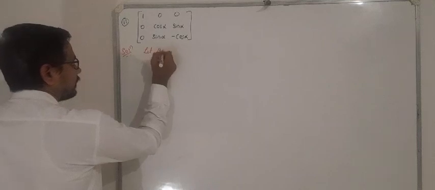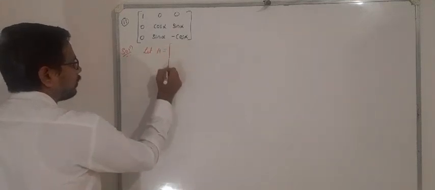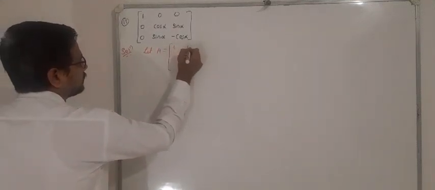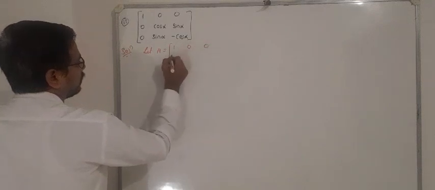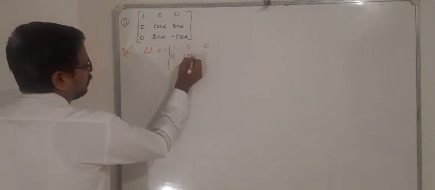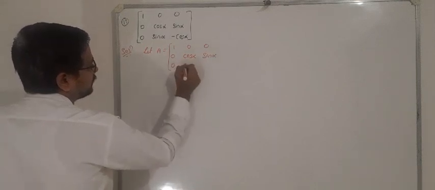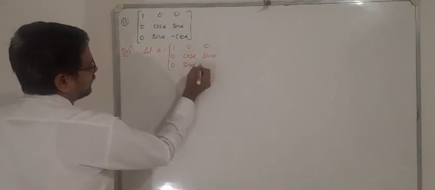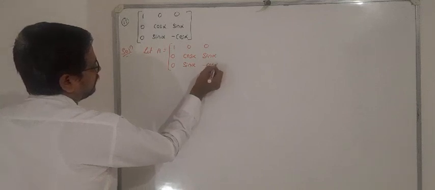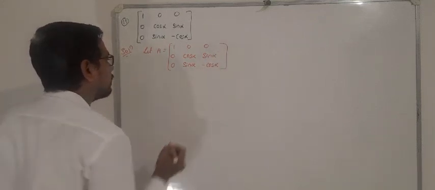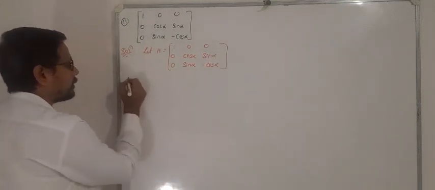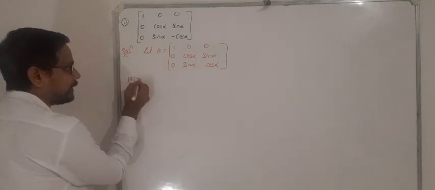Let A be equal to the matrix [1, 0, 0; 0, cos alpha, sin alpha; 0, sin alpha, minus cos alpha]. Right? So what will be the value of determinant A then?